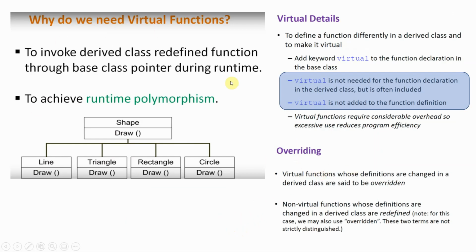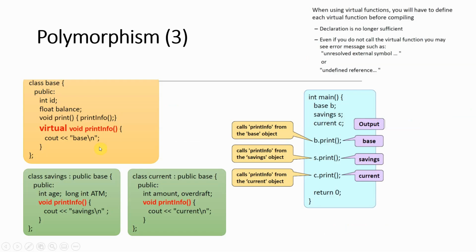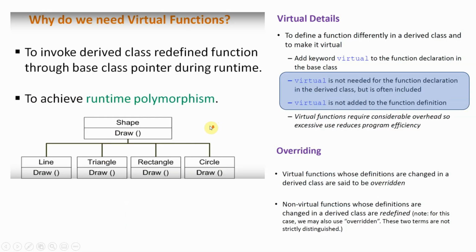This basically summarizes this. You just add the virtual keyword to the function declaration in the base class. Virtual is not needed for the function declaration in the derived class, but is often included. Virtual is not added to the function definition. So if you declare the function inside the class with virtual, when you define it outside the class, you shouldn't provide the virtual keyword.